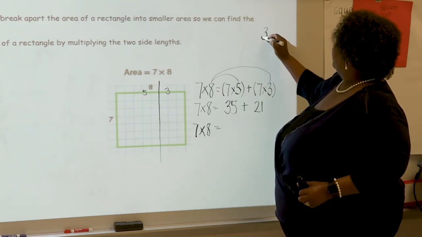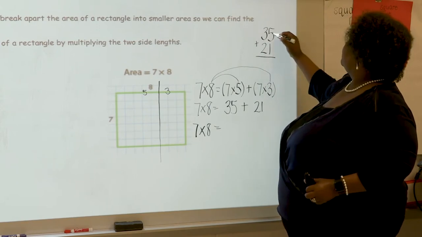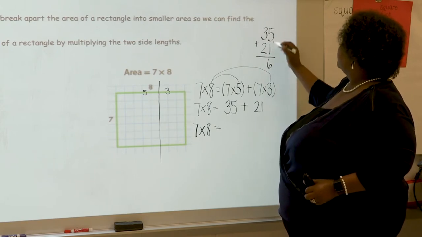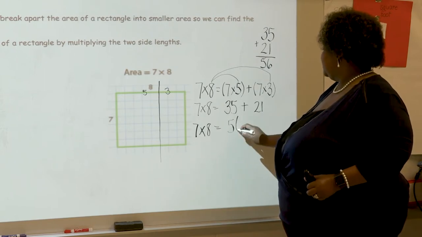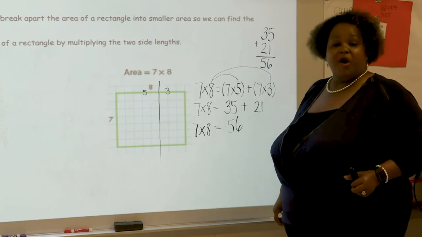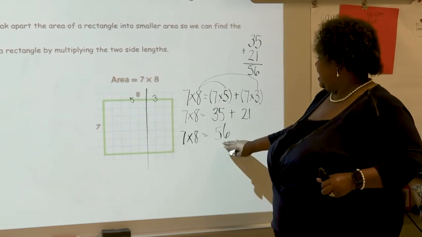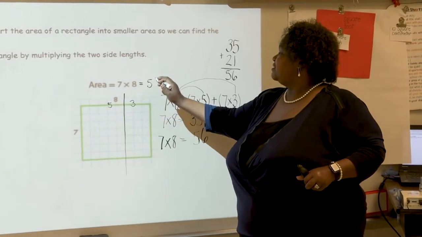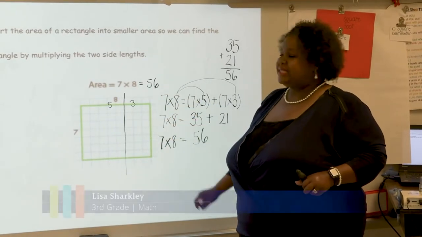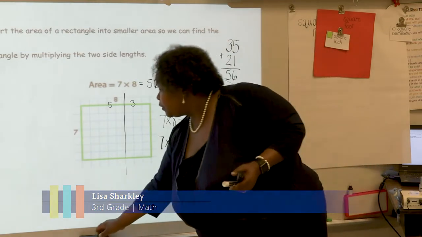I'm going to write it up here. 35 plus 21. 5 plus 1 is 6. 3 plus 2 is 5. 56. I broke it apart to find the area, then I put it back together again. So my area would be 56. Let's see, what if I divided it into a different way?